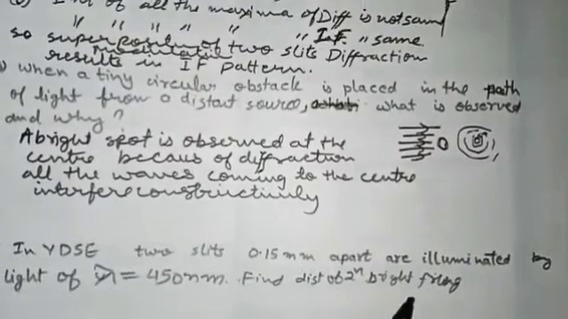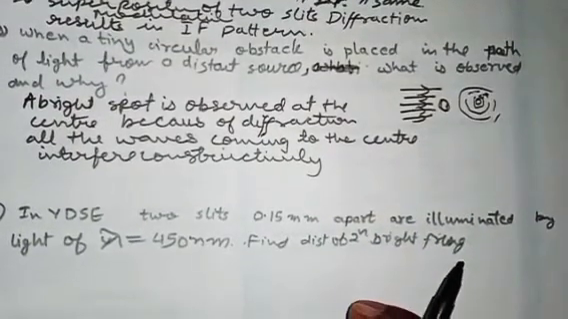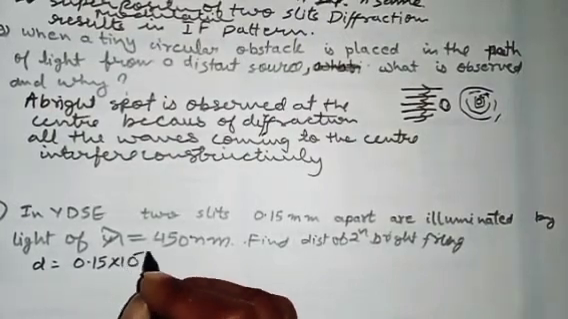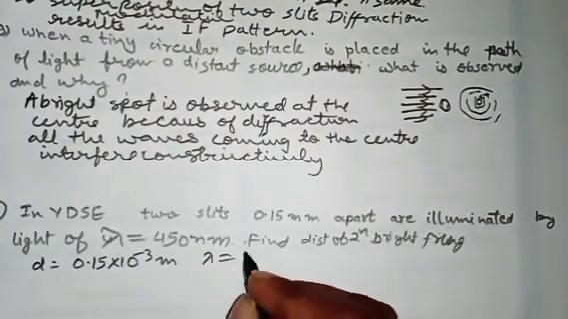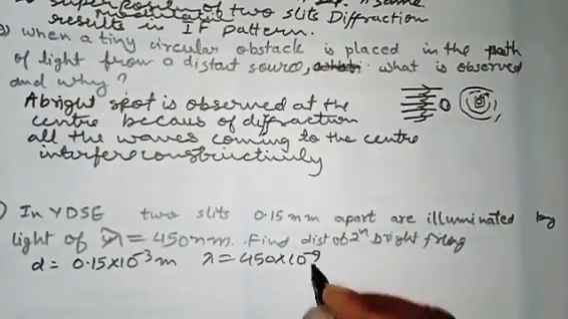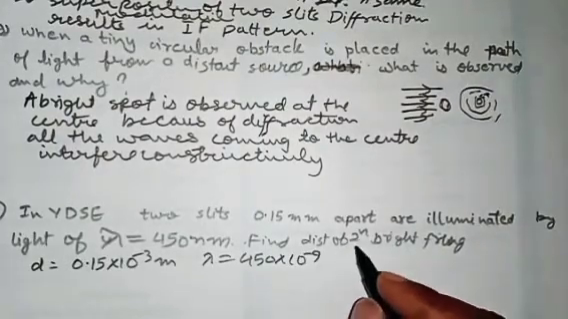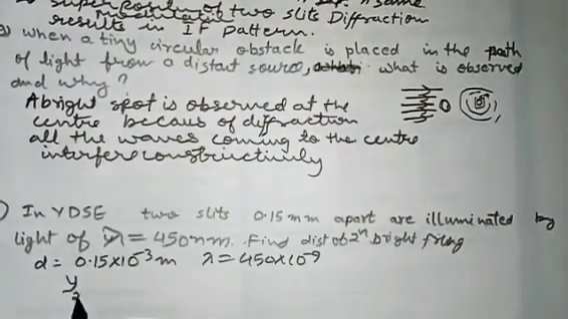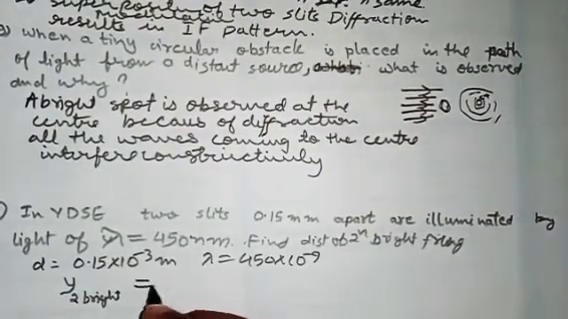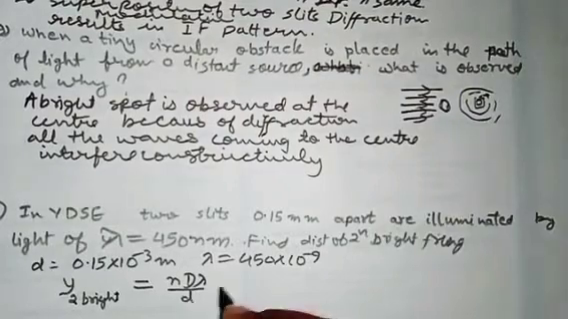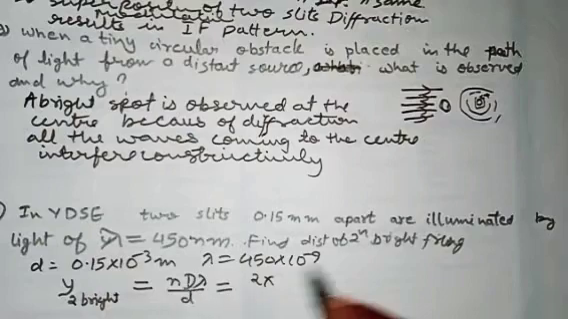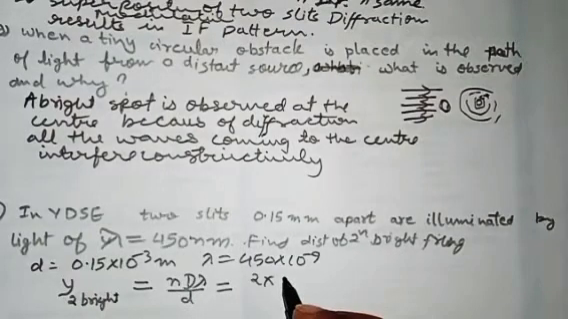In Young's double slit experiment, two slits are this much apart. The slit separation is 0.15 into 10 to the power minus 3 meter. The wavelength is this many nanometers. Find the distance of the second bright fringe. So we need to find y2 bright. We know the formula for bright fringes, n lambda D over d. Here n is 2 for the second bright fringe.